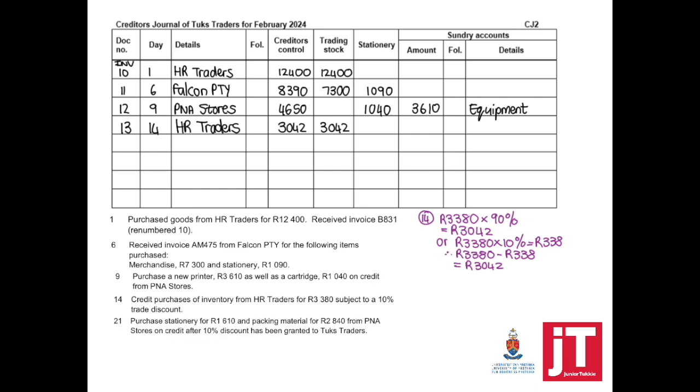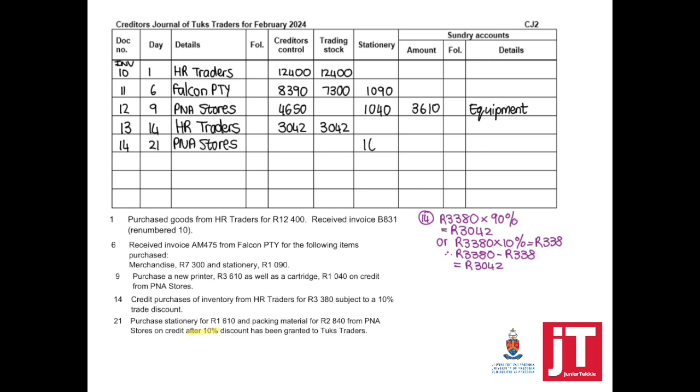Day 21. Purchase stationery for 1,610 and packing material for 2,840 from P&A stores on credit after 10% discount has been granted to tax traders. So take note of the difference between day 21 and day 14. Here, the key word is after 10%. So there's no calculation involved.